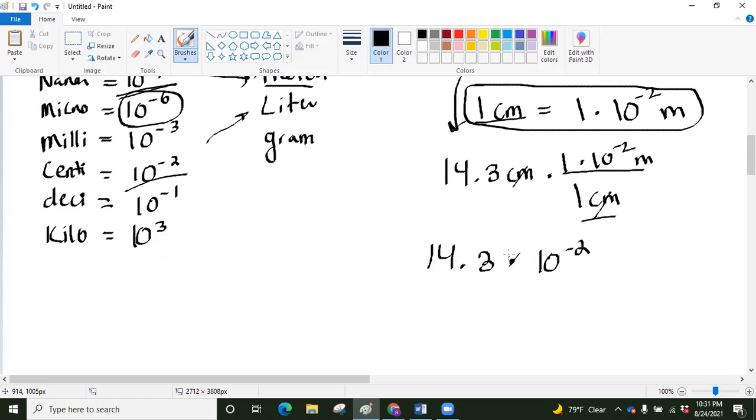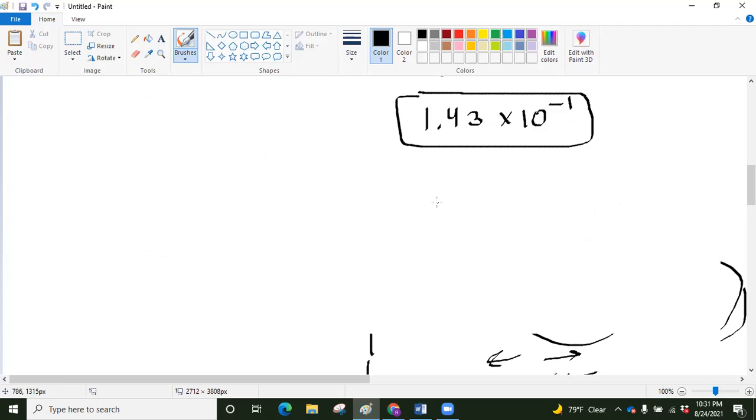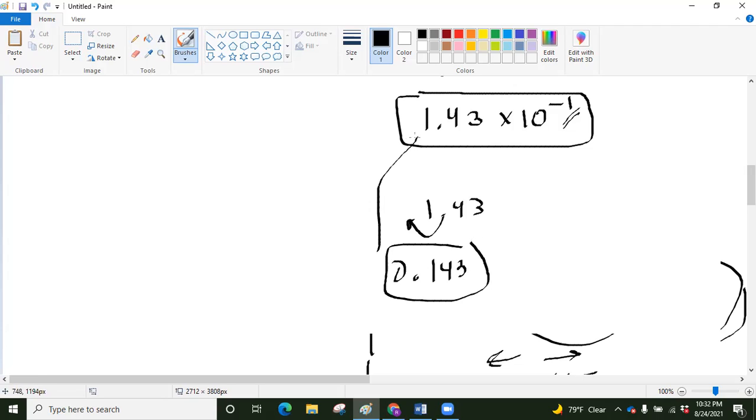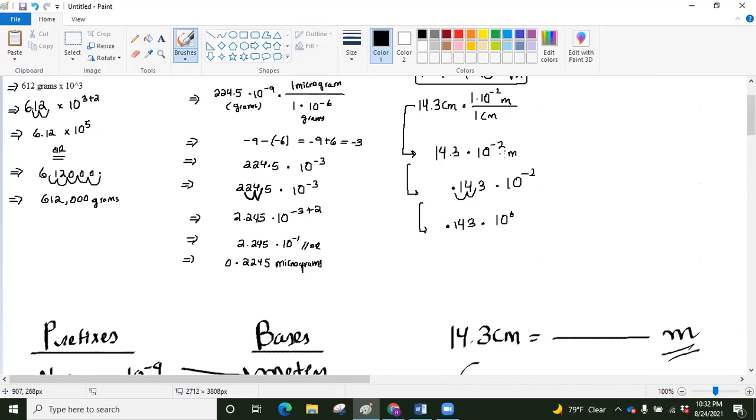But we essentially have to ensure that this is in scientific notation. So we're going to move that one spot to the left, and we'll add 1. So we'll say 1.43 times 10 to the negative 1. So this is valid scientific notation, or we could say 1.43, right? We'll move it one spot to the left because this is negative, 0.143, right? 0.143. So these are both valid answers. It depends on what your question is asking.